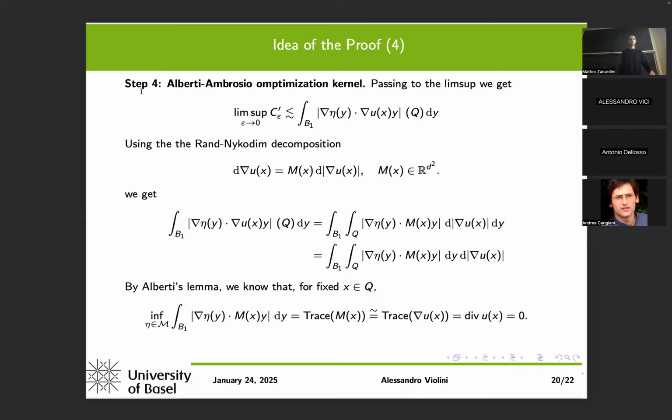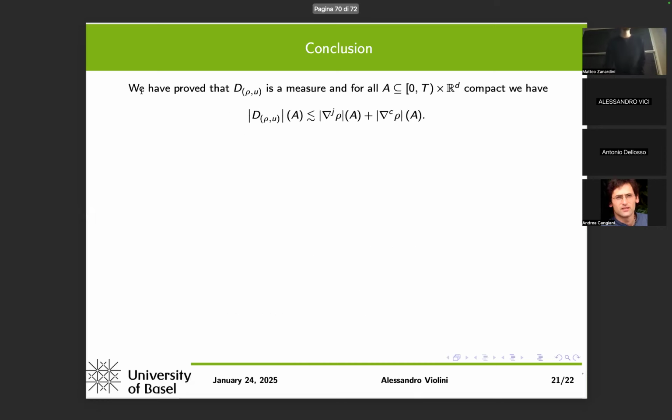And so you can prove, by using the Alberti-Ambrosio optimization kernel, that C epsilon prime is not converging to 0, but the infimum is. And so you can pass the infimum on the left and on the right, and you will prove the following: that your dissipation is concentrated on the jump part of rho and on the Cantor part of rho.